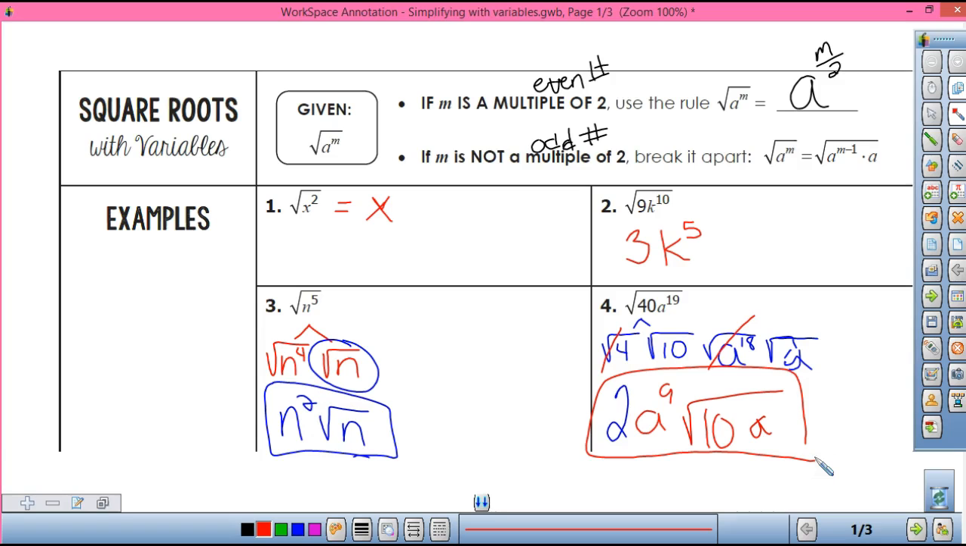I know, it's super confusing, right? That's why we've got plenty more examples to do, because the only way to learn how to do these is to do a little bit of practice, right?